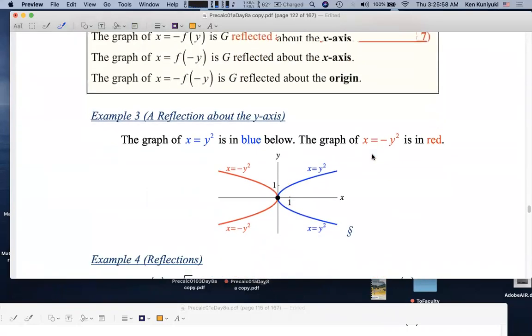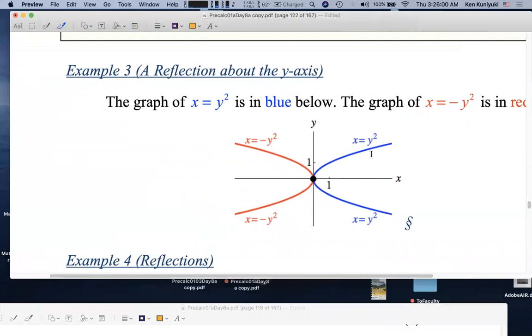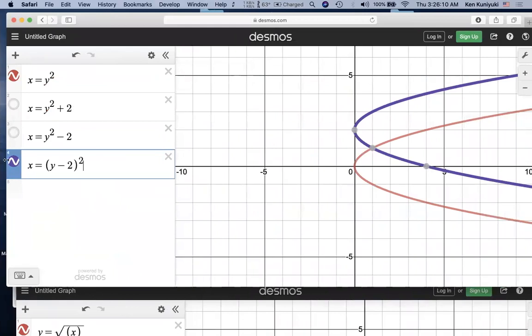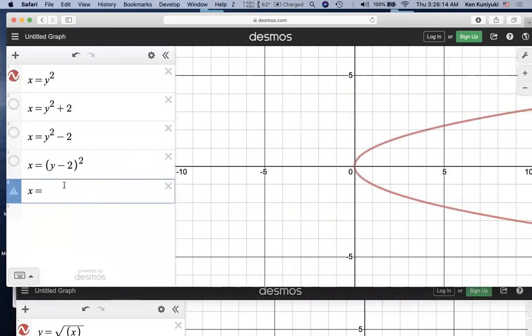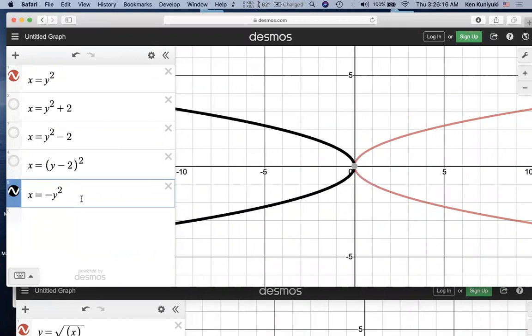Reflections. Here's the key thing. The graph of x equals y squared is in blue. The graph of x equals the opposite of y squared is in red. That's a reflection about the y-axis. And why is that? In red, we have x equals the opposite of y squared. Well, for each y value in the domain, look along the y-axis, what's happening? Each x coordinate becomes the opposite value from what you got before.